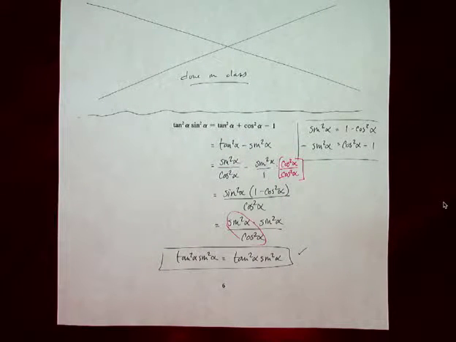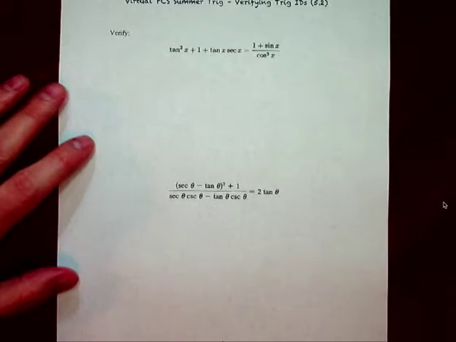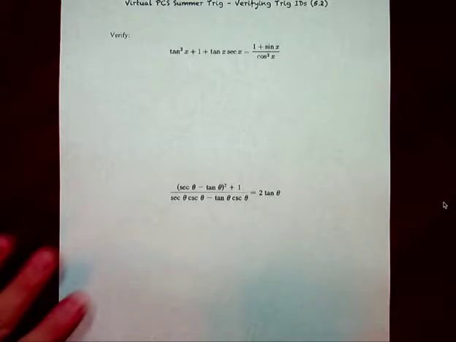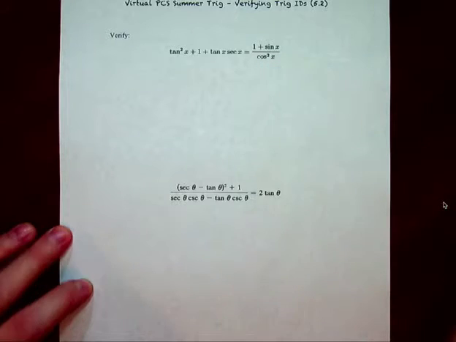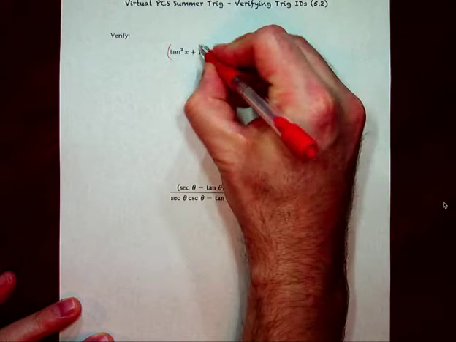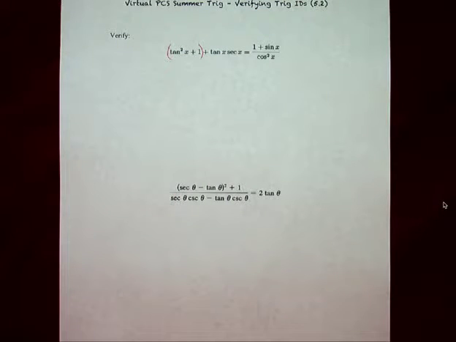Now, that was fun. That is even more fun. So what I have here is tangent squared plus 1 plus tangent secant. And that's equal to this ratio over here. Okay. Well, that might actually be kind of helpful. And the thing is that this is one of those ones where I could work on both sides, okay? Because I automatically see the fact that that right there is going to be secant squared.